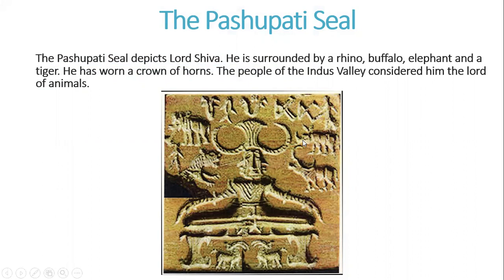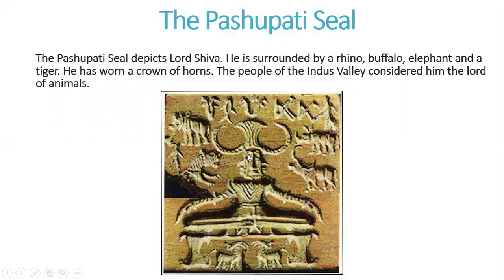So, the first one that you see here is the Pashupati seal, right? Can you identify the seal? This Pashupati seal depicts Lord Shiva. He is surrounded by a rhino that you see. There are rhinos, there are buffaloes, there are elephants, and there's a tiger as well.